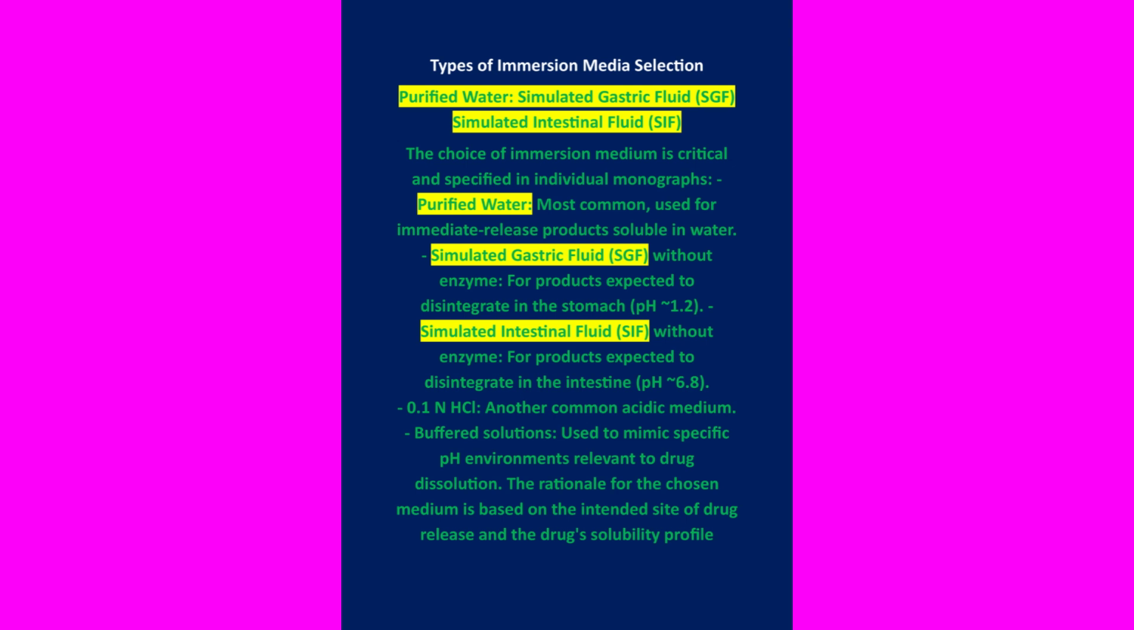Purified water, most commonly used for immediate release products soluble in water. Simulated gastric fluid without enzyme, for products expected to disintegrate in the stomach, pH 1.2. Simulated intestinal fluid without enzyme, for products expected to disintegrate in the intestine, that is pH 6.8. And another commonly used acidic medium, that is 0.1 normal HCl.